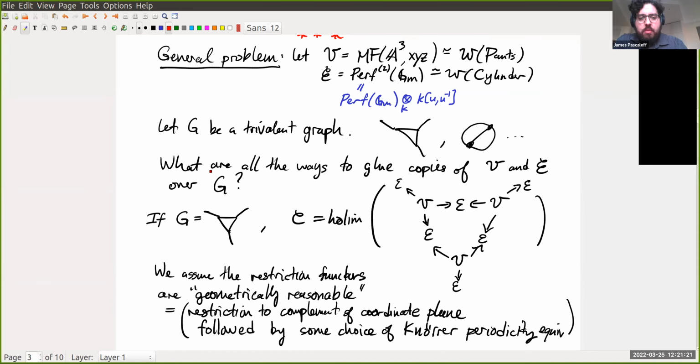Now, here's the question. What are all the different ways to glue copies of V and E over G? In other words, I want to take what I would call the homotopy limit of a G-shaped diagram. So, basically you draw some kind of diagram where at each vertex you have a copy of V. So there's 3 copies of V here for these 3 vertices. At each edge you have a copy of E, and then you have some restriction functor from V to E.